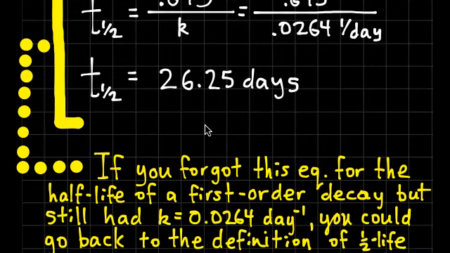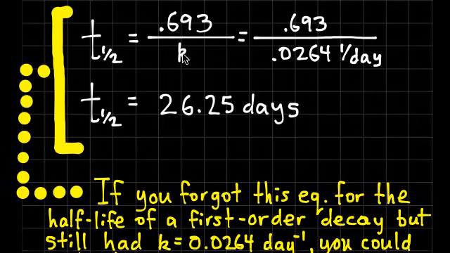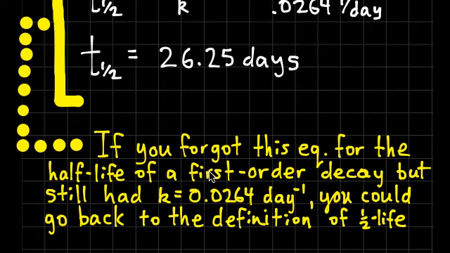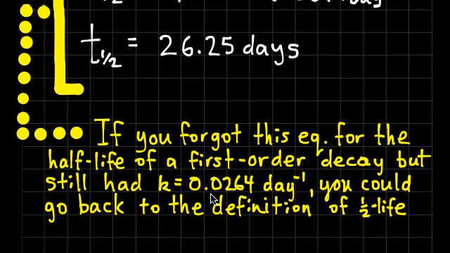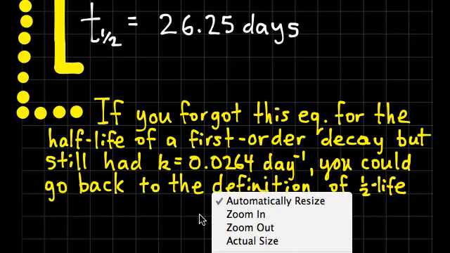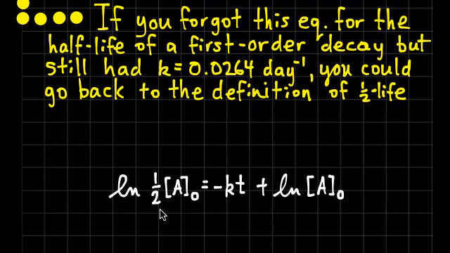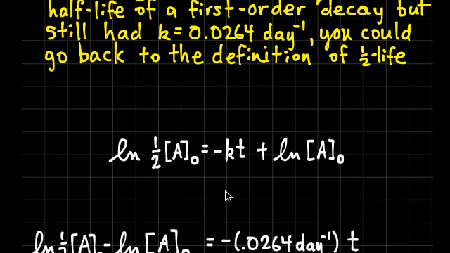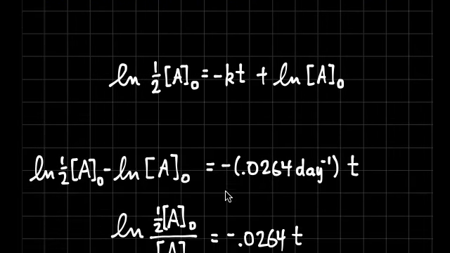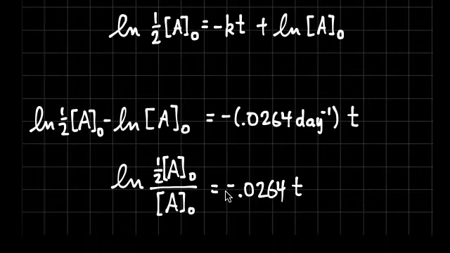Oh yeah, here I said if you happen to have forgotten this equation, you could go back to the definition of half-life, and if you knew the constant was 0.0264, like we had determined earlier, then I could go back and say, well, the definition of half-life is the time it takes for my original concentration, original amount, to go to 1/2 of that original amount. So this 1/2 of initial concentration, the time is the half-life time. And if I know K, then I can put it in and do a little bit more algebra and solve for the half-life.